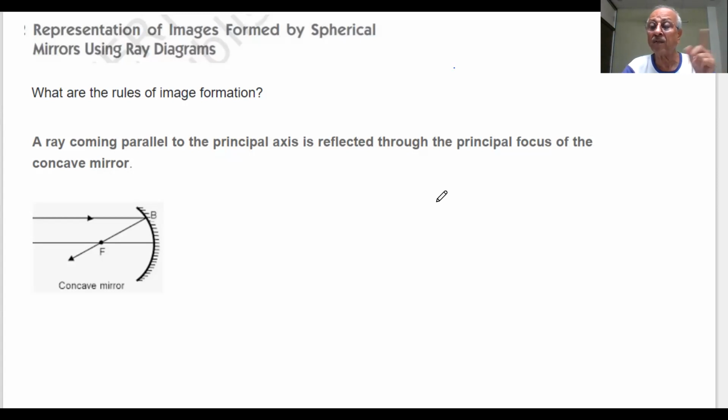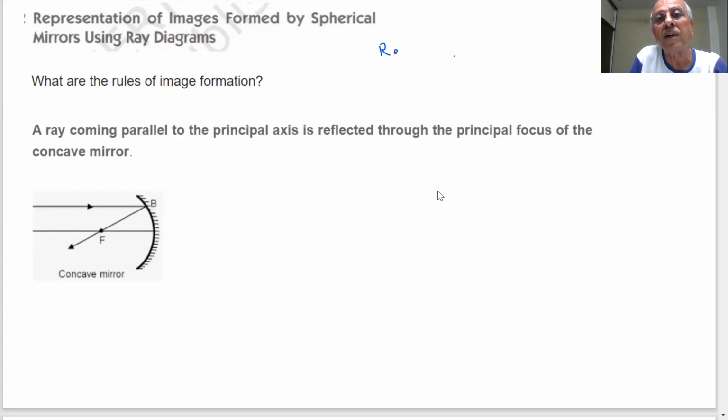Image formation by spherical mirrors. Very important questions will be asked here, and we have given you how to find out what type of image will be formed by spherical mirrors. To give a recap, I am giving you a small recap, student revision, because this is important.